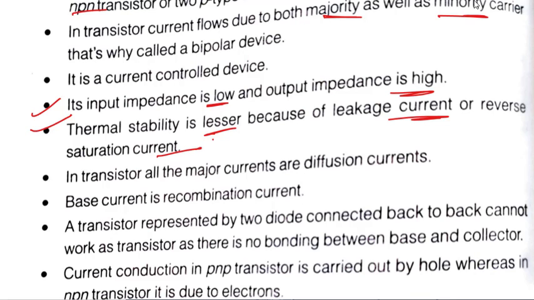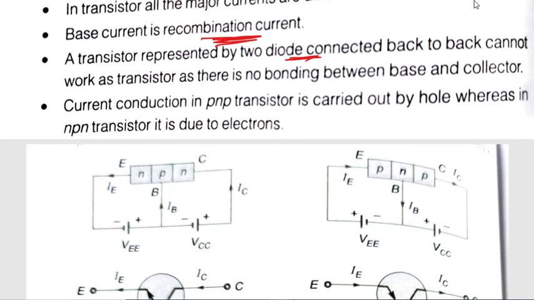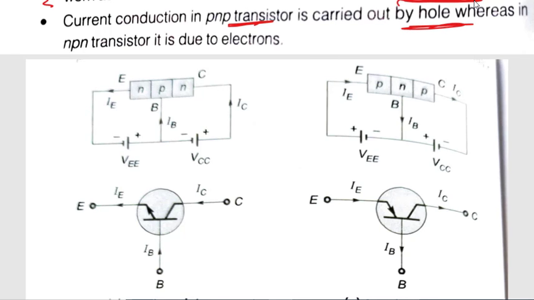In a transistor, all the major currents are known as diffusion current. Base current is also known as recombination current. Now, a transistor represented by two diodes connected back to back, I have seen one question on this concept in previous year questions, cannot work as a transistor as there is no bonding between the base and collector. Current conduction in a PNP transistor is carried out by holes, remember this, and in NPN it is carried out by electrons.